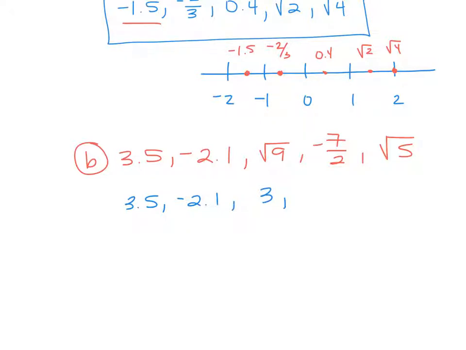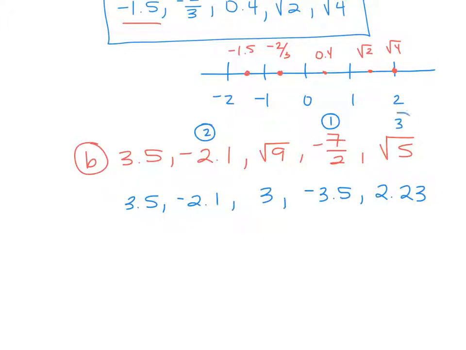What's negative 7 over 2? You can plug it into your calculator if you want. Negative 7 divided by 2 is negative 3.5. And then the square root of 5, again, plug it into your calculator. You get 2.23. Okay, so now let's rank them. What's the lowest number? What's the smallest one? Negative 3.5, or negative 7 over 2 is what we're going to write down. What's the next smallest? Negative 2.1. Okay, what's the next smallest?